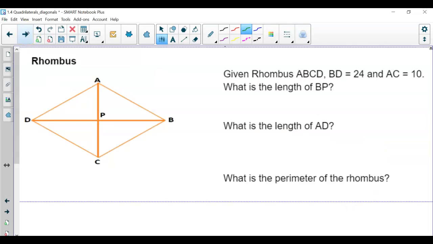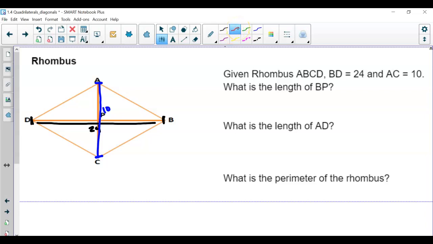Now the rhombus. Let's label BD. Here's BD, this whole section, and it is 24. And AC, this whole diagonal here, is 10. Now we have to remember about the rhombus. The diagonals are not congruent to each other, clearly, because one is 24 and one is 10, but they do bisect each other.